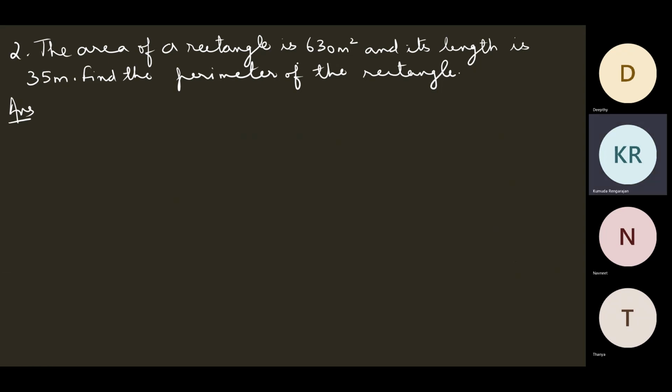Okay. Now what is given here? Area is given and length is given. So you have to find the breadth first. You cannot directly answer the question. Find the perimeter of the field, the perimeter of the rectangle.